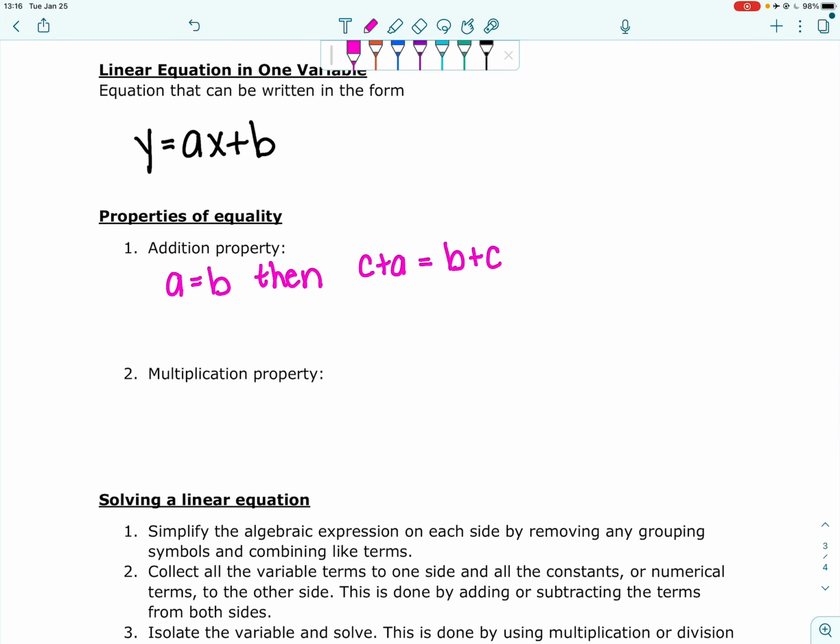And the multiplication property is basically the same thing. If a equals b, then c times a is equal to b times c. I can multiply the same number by both sides and it doesn't change the overall value of the equality. And we're going to use both of these facts to solve linear equations.